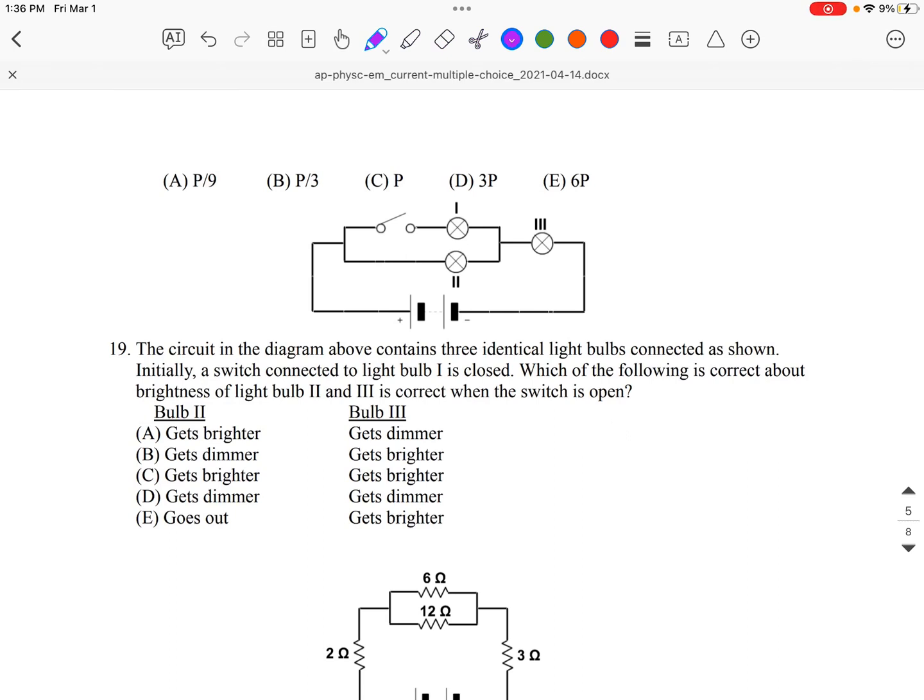For problem number 19 in the MCQ, we've got a complex circuit here and a switch, and we are trying to figure out how the brightness changes when we go from the switch being closed to the switch being open. When we're talking about brightness, we're talking about power.